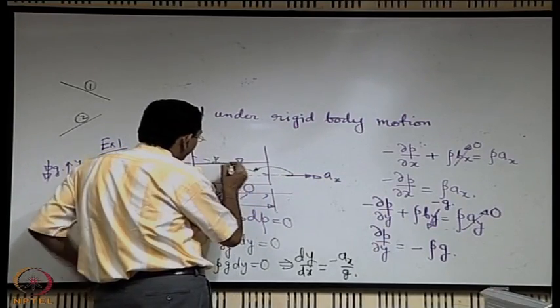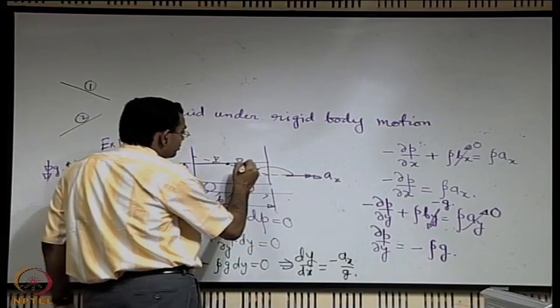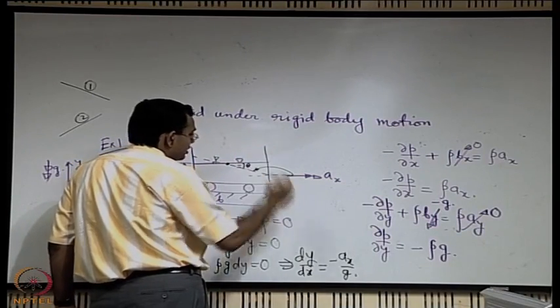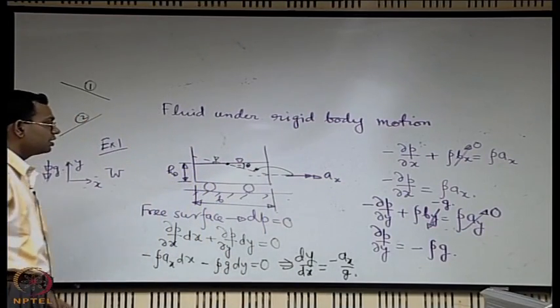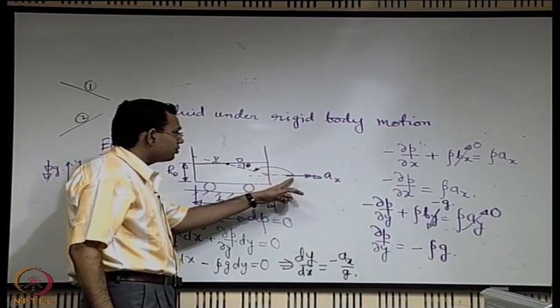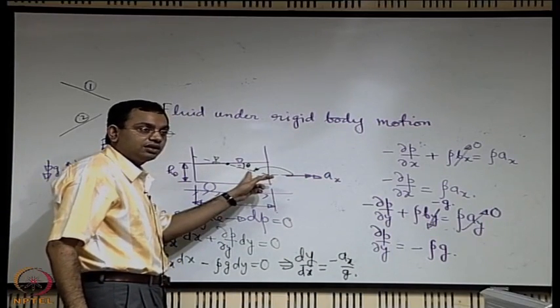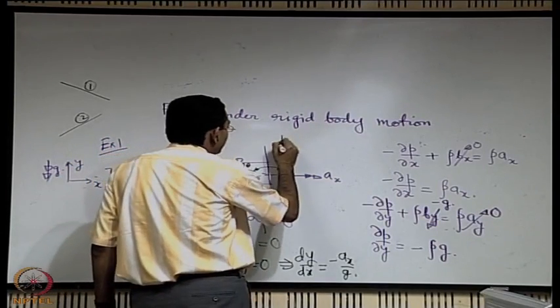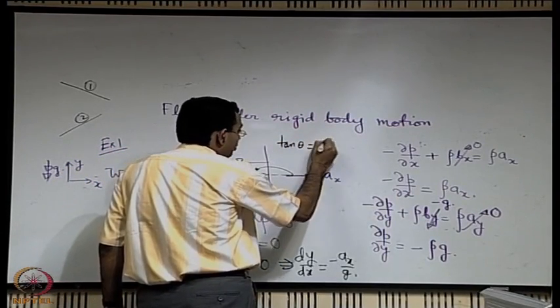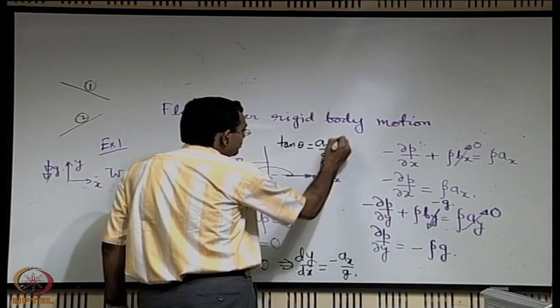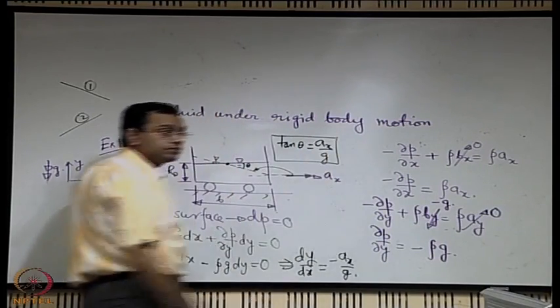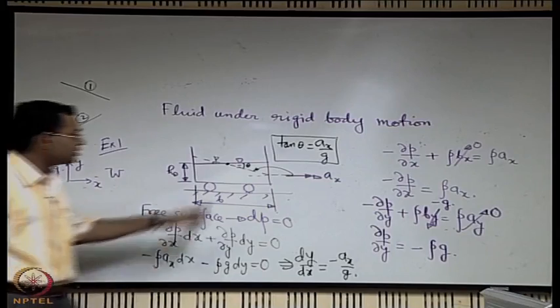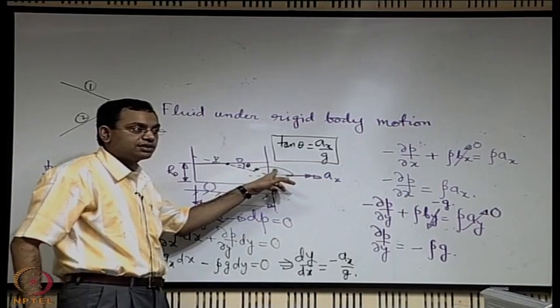And if you specify this angle as, say, theta, then that theta is nothing but 180 degrees minus this slope angle. So you can say that tan theta is equal to ax by g, because theta is nothing but 180 degrees minus this angle.